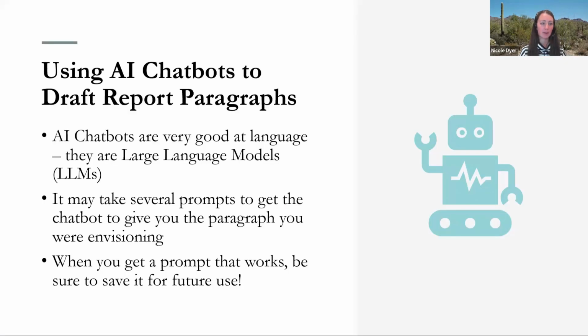My next tip is about using AI chatbots to help you draft report paragraphs. Just a little background: artificial intelligence chatbots are very good at language. They are called large language models, LLMs. So they might be helpful with some of your writing. Sometimes when I'm feeling a little stuck, I just chat with the chatbot about what I want to say, and that gives me more ideas and helps get the wheels turning.